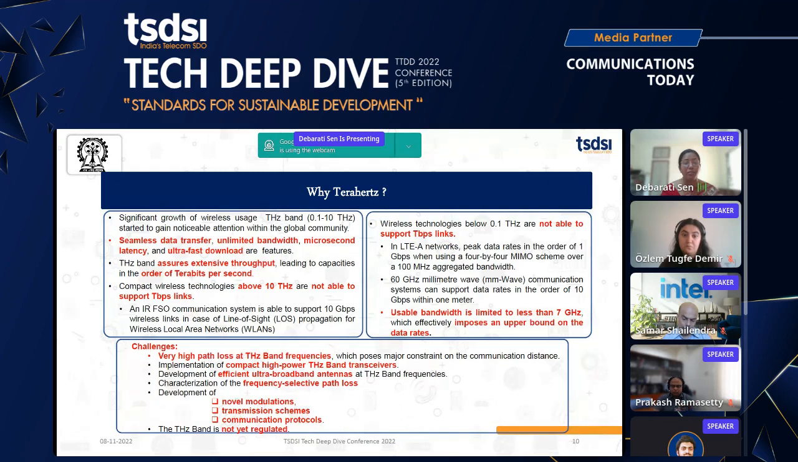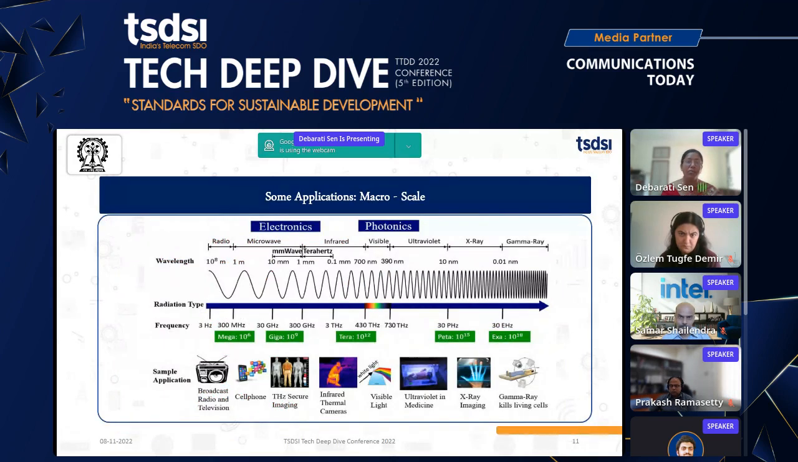But terahertz brings a lot of challenges with it. Very high path loss starting from the physical layer, high power terahertz band transceiver designs, ultra-wideband antenna designs, frequency selective path loss, and development of novel modulation, transmission schemes and communication protocols. Yes, they are the challenges. To summarize, we also sometimes have to revisit our communication theory and its fundamentals to support such modulation, transmission, and coding designs. These are all required.